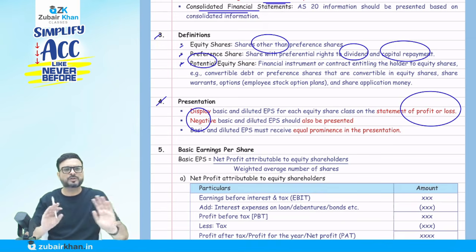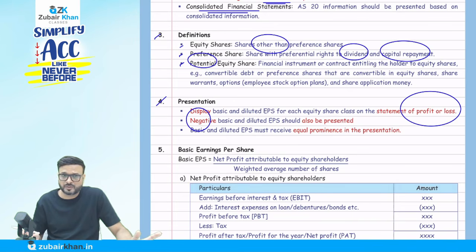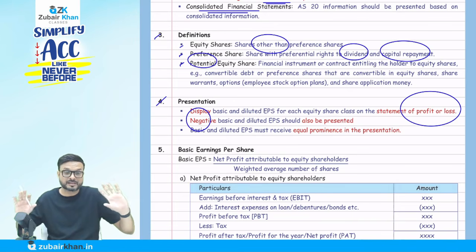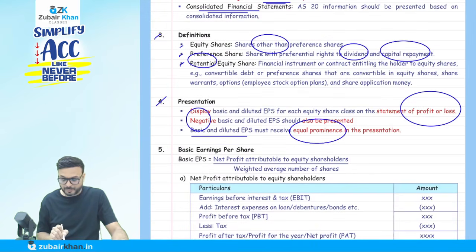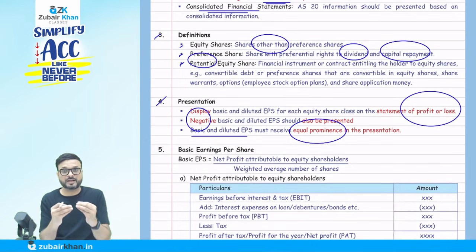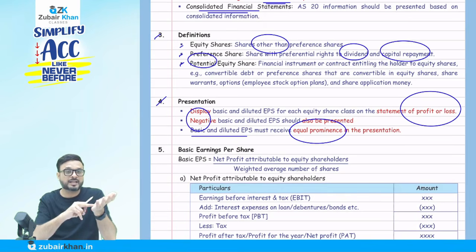Negative or positive, whatever it is. We cannot give the excuse that we have a loss during the year, so we will not show it because we don't have earnings. It's a negative figure, a loss per share. Still we have to disclose it as a negative figure. And they say basic and diluted EPS should be given equal prominence in the presentation. When we present them in the profit and loss account, we have to give them equal prominence. What is equal prominence? Equal importance to both of them.